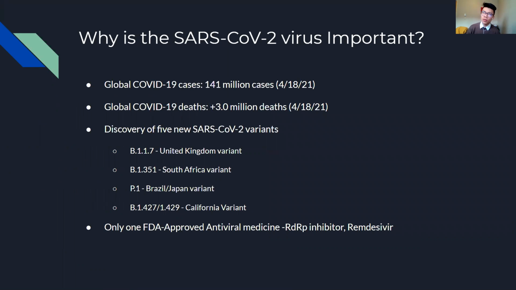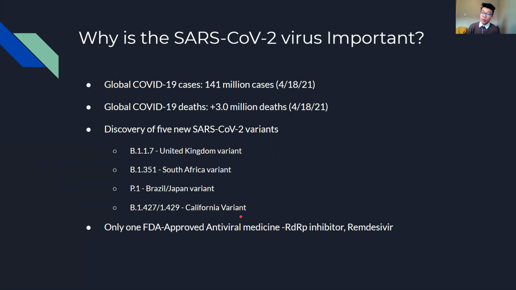And so why is the SARS-CoV-2 virus important? Well, since December 2019, the human population has been affected by this pandemic, and global infection cases have totaled up to more than 140 million cases, with deaths totaling up to more than 3 million worldwide. Furthermore, there has also been news of 5 new variants of SARS-CoV-2, as seen here.